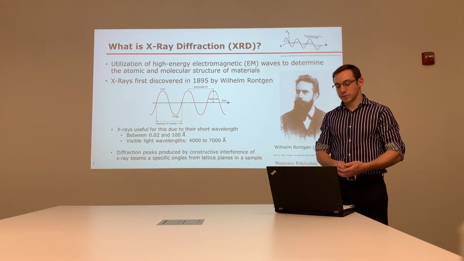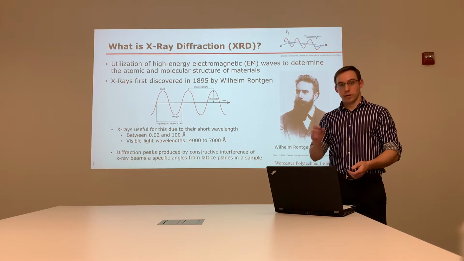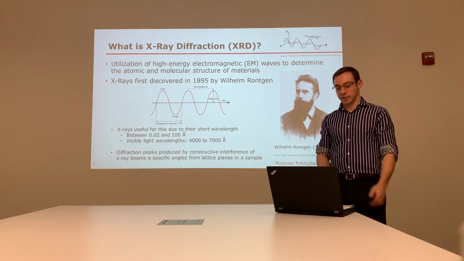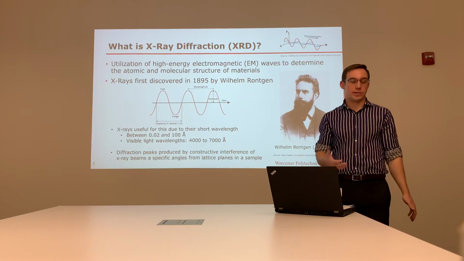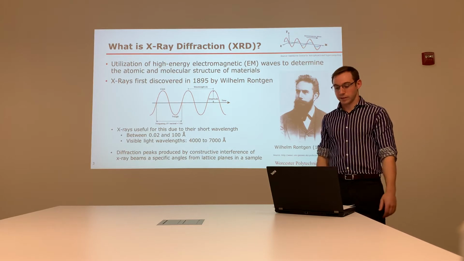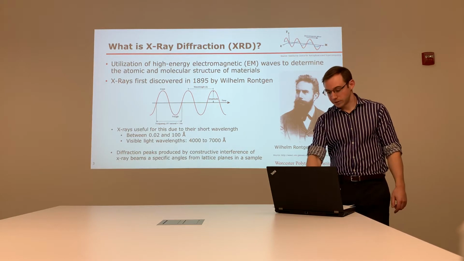This means that X-rays are useful for diffraction of crystallographic materials because their wavelength can fit into the spacings between the crystallographic planes in a material, whereas something like visible light has far too long of a wavelength to fit into that small length. So what exactly is diffraction?